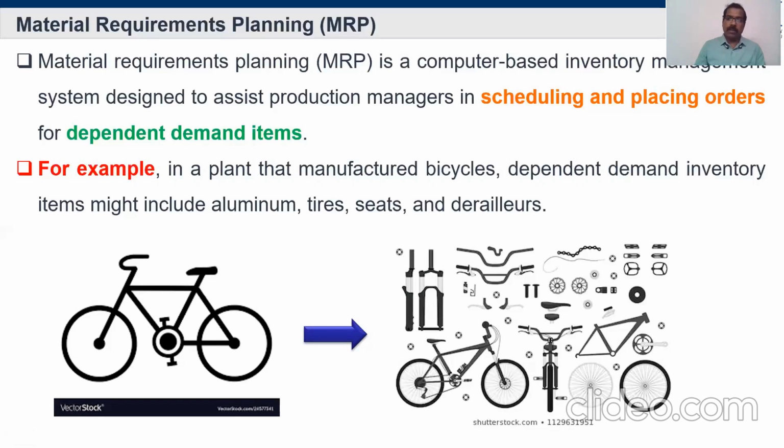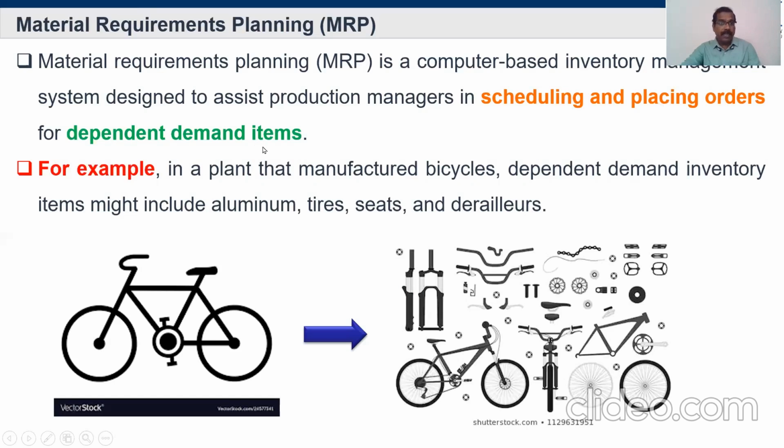So material requirement planning, or MRP, is a computer-based inventory management system, which is designed to assist production managers in scheduling and placing orders for dependent demand items. Okay, so clear? Are you guys clear? This system is going to assist the production managers in scheduling and placing orders for the dependent demand items.